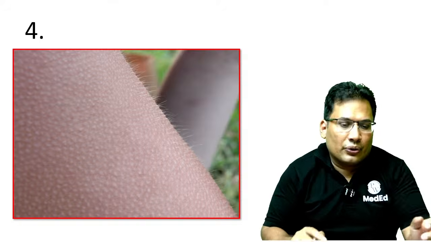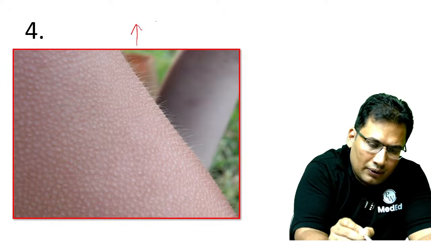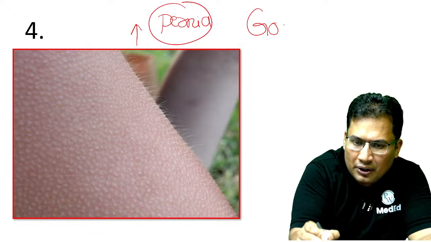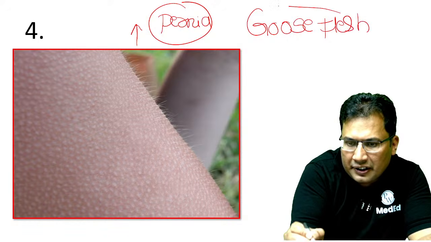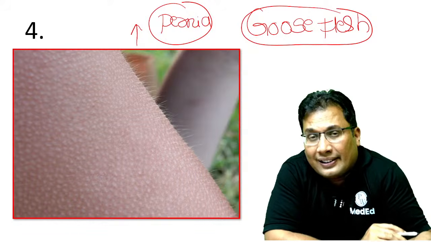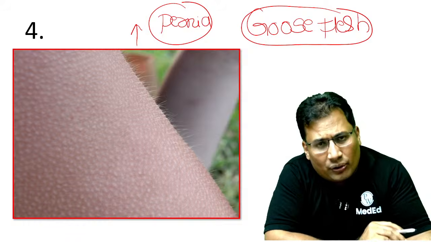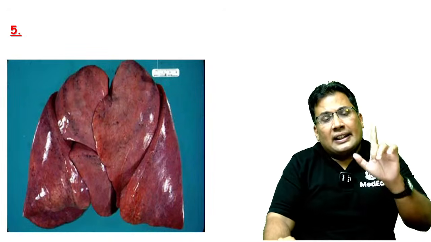Now look at this. So this is known as pernio, or we can say goose flesh, because of the contraction of the subcutaneous muscle. It can be seen in hypothermia, so it can be seen in various conditions, in case of drowning also. Now a very important finding is the lung finding.